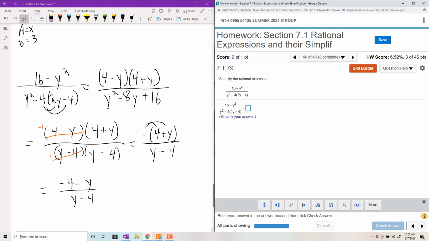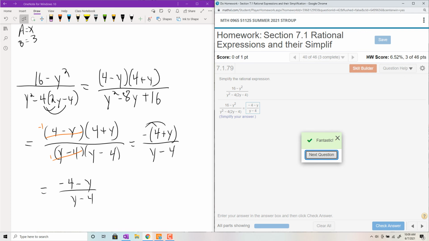Okay. Fraction bar. The slash key is with the question mark key. Negative 4 minus y, and then all over y minus 4. Check the answer. Okay.